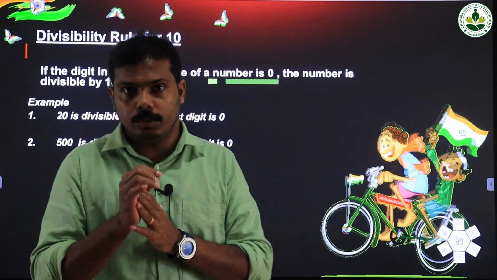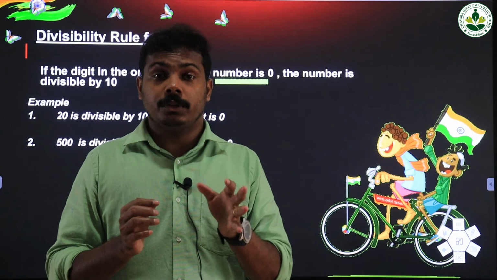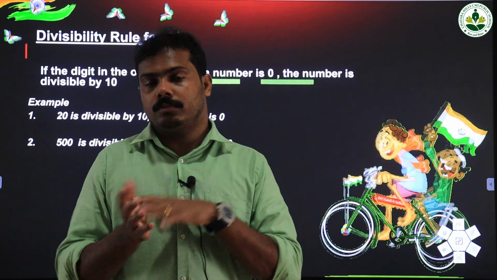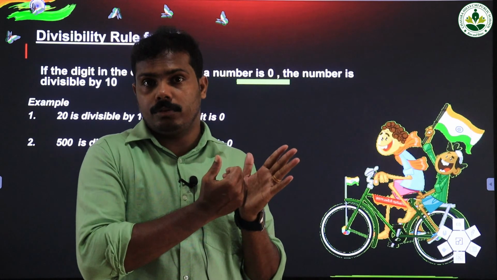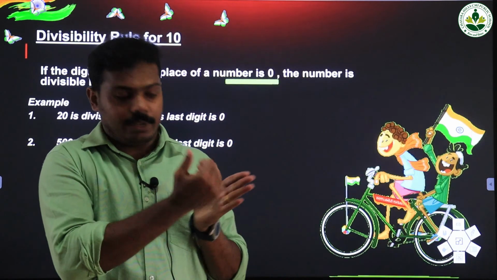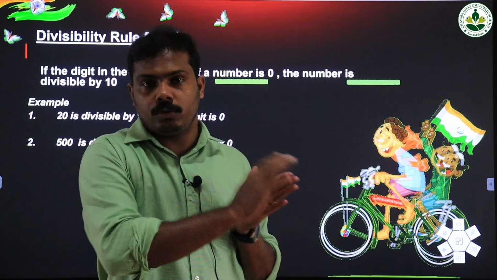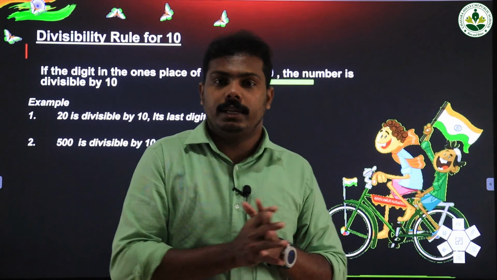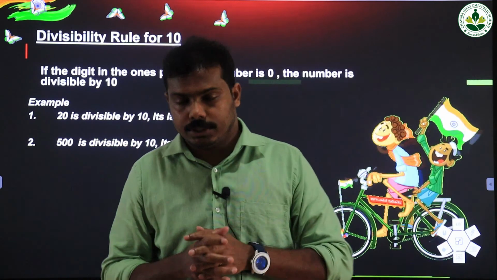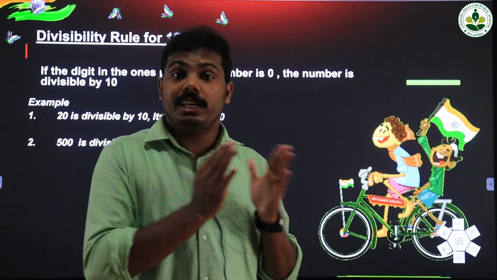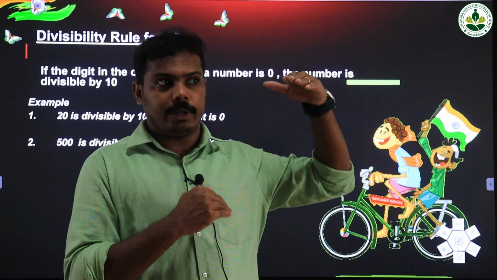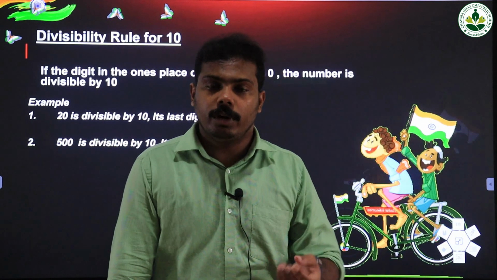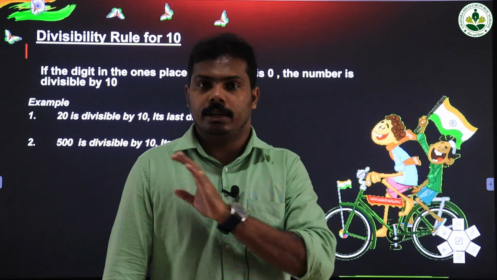And the divisibility rule for 6: if the number is divisible by both 2 and 3. We need both 2 and 3. If it is divisible by 2 and not divisible by 3, then it is not divisible by 6. If it is true for both 2 and 3, then the number is divisible by 6. And for 8, we look at the last 3 digits. If the last 3 digits are divisible by 8, then the number is divisible by 8.